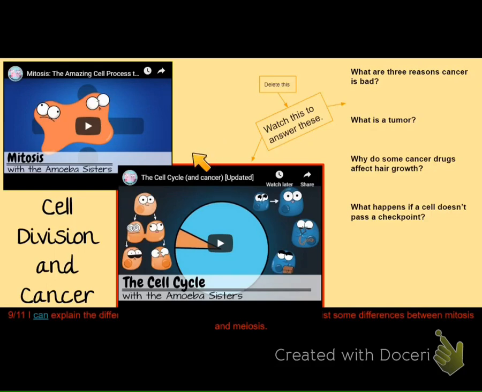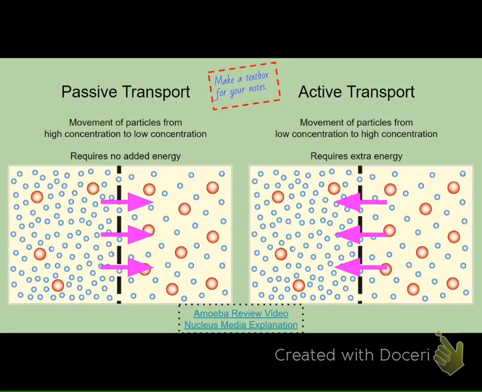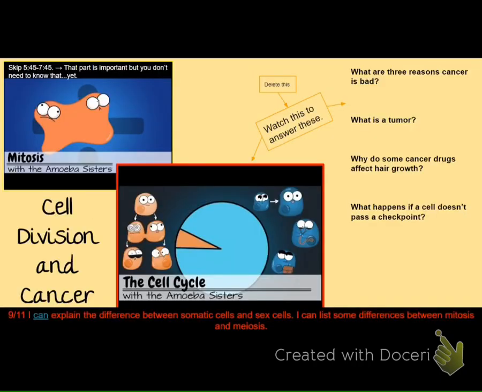There's actually a really good video on these two things, on passive and active transport, and I pasted it right here. Amoeba review video and nucleus review video. So you can click on either of those videos that may help you. The amoeba video is a little bit longer. The nucleus explanation is a pretty short video. All right, let's get back.